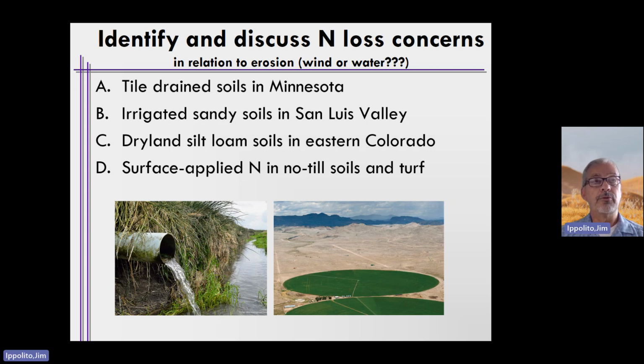Oftentimes, at least with the producers that I've worked with in my past, in no-till soils, they typically use a liquid nitrogen fertilizer that is moved immediately into the soil and doesn't sit on the soil surface to allow for volatilization to occur. Great, this is a great approach.